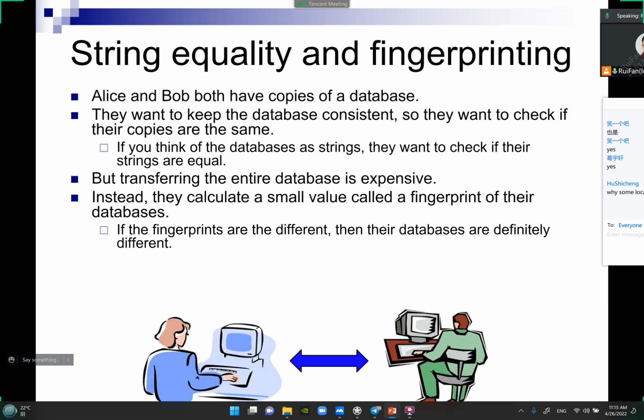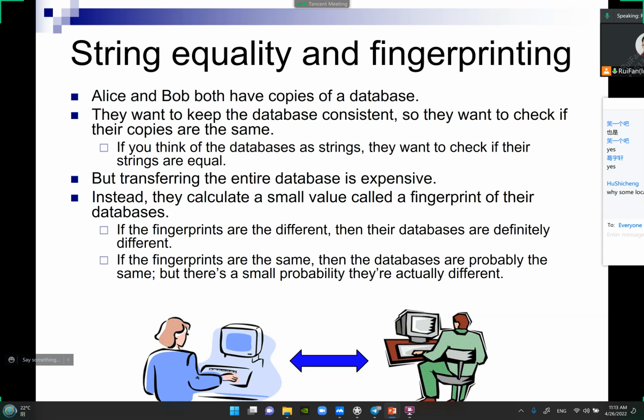And the fingerprints have this property: Alice is going to compute a fingerprint from her database, and Bob is going to compute a fingerprint from his database. If these two fingerprints are different, then the databases are definitely different. On the other hand, if the fingerprints are the same, then probably the databases are the same. But there's a small false positive probability, a probability that they're actually different even though the fingerprints are the same.